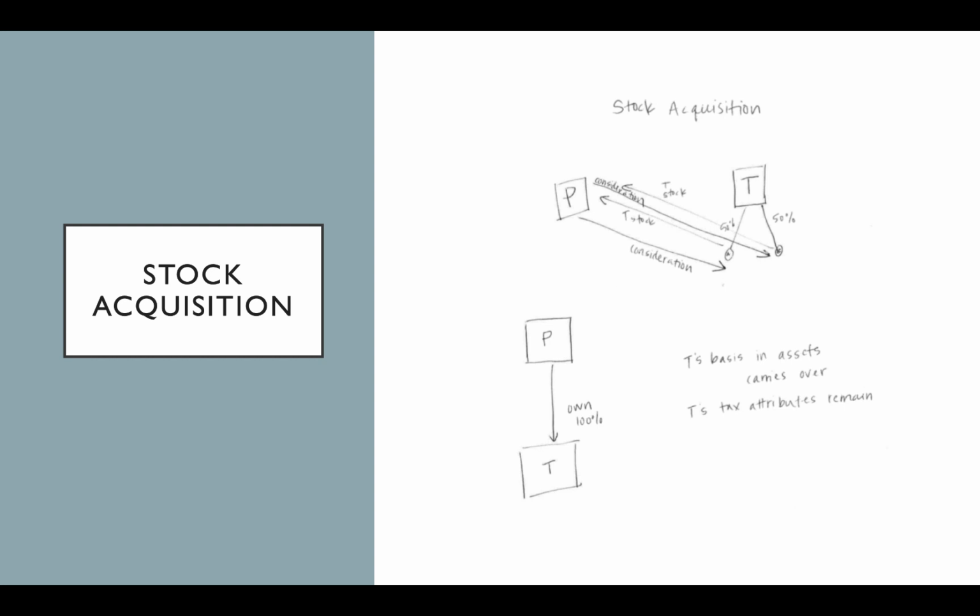T's basis in its assets carries over. So T's basis in its own assets remains the same. And then T's tax attributes remain in T. And then P has a basis in the T shares of what it paid. And then the original T shareholders, A and B, would recognize gain or loss based on what they received, so the amount received from P, and then they would compare that to their adjusted basis in their shares.